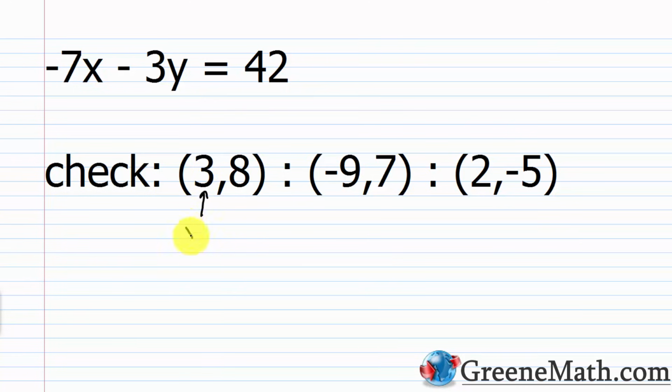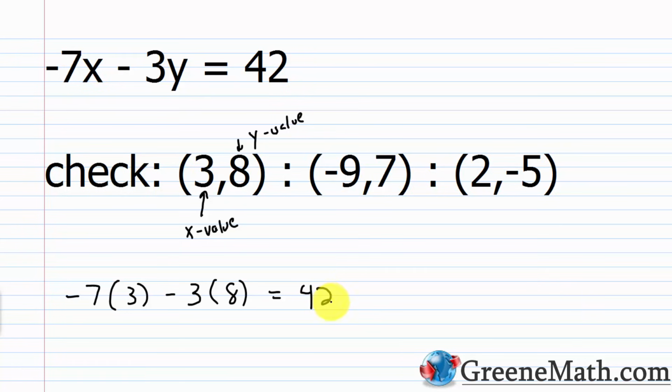So this is your x value. This is your y value. And let's do some plugging in. So we have negative 7 times, for my x value, I'm putting in a 3, minus 3 times, for my y value, I'm putting in an 8. And this should be equal to 42.